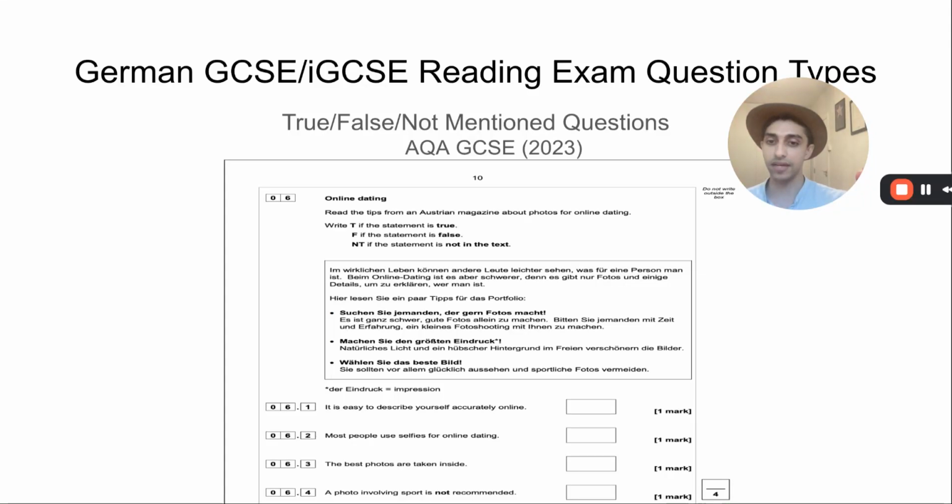And then you'll be given a series of statements. And for every single one of those statements, you'd have to identify whether it is true, false, or not mentioned in the text at all. So that's how these particular questions work.